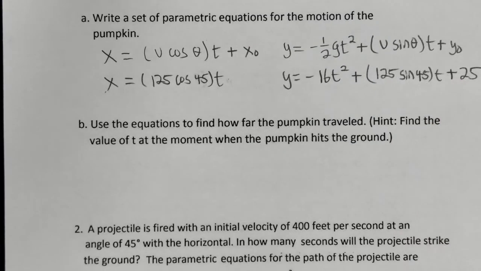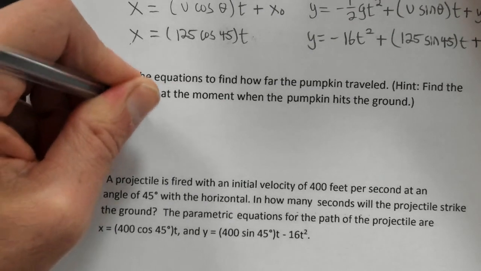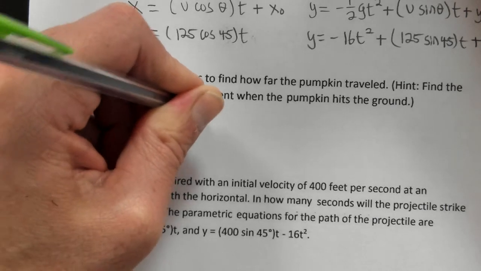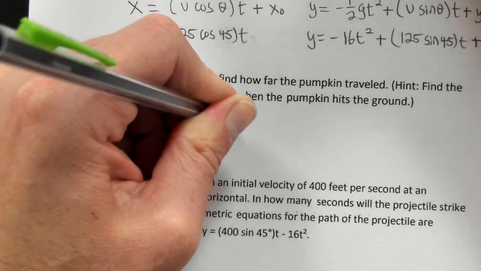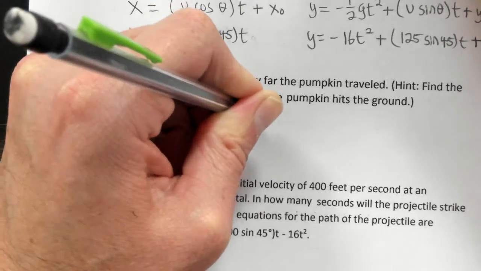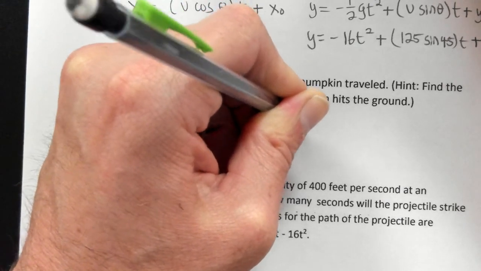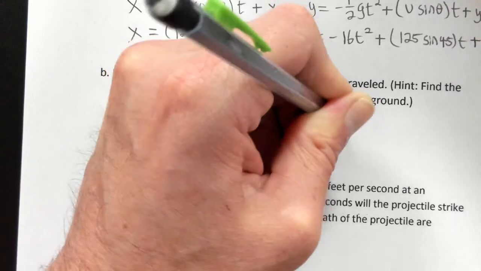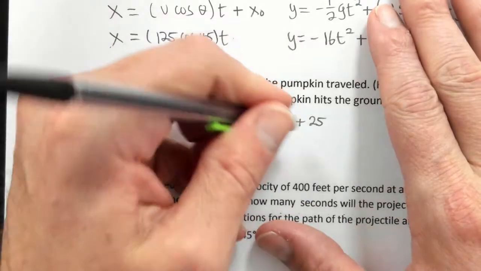We are going to graph the y equation. Y equals negative 16 t squared plus open 125 sine 45 close t plus 25. So we're going to graph this equation.